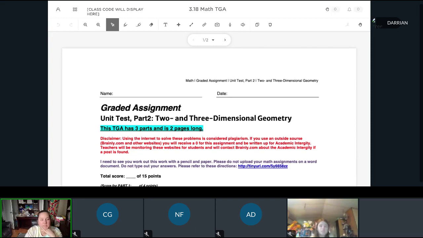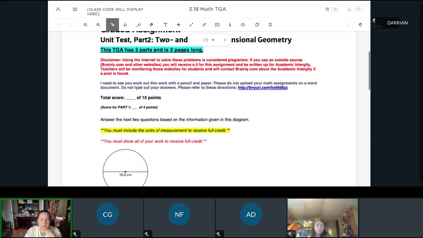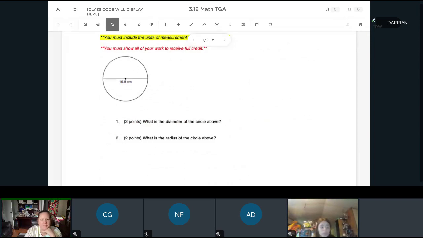Okay, so on yours, let's scroll down to number 1. Y'all, number 1 and 2 are ridiculously easy. There's no mathing going on for number 1. You literally just look at the circle. Number 1 says, what is the diameter of the circle above? What is it? Somebody tell me. It says it right there on the circle. Yeah, good, Charlie. It's just 16.8. They give you the diameter all the way across.